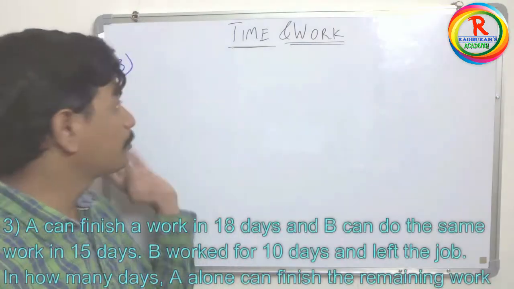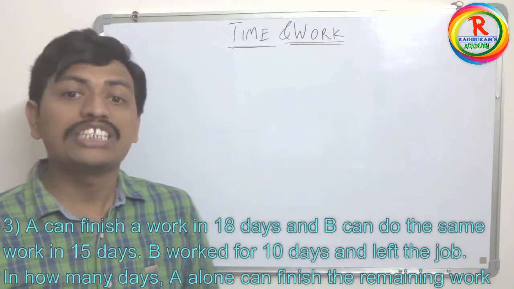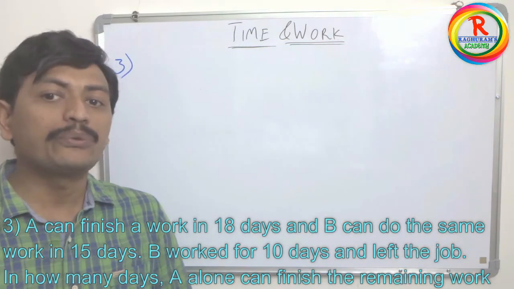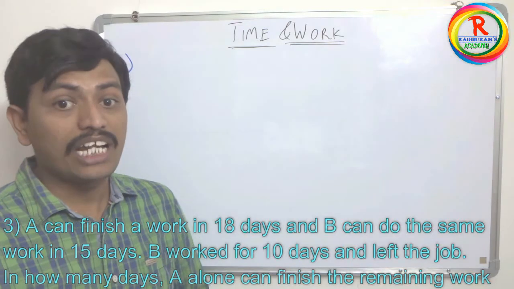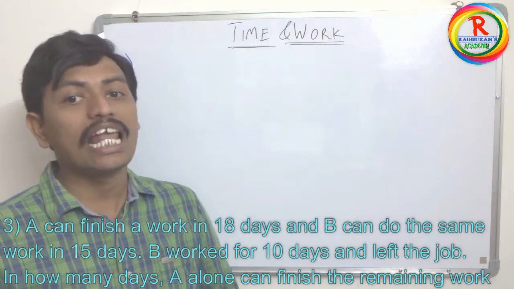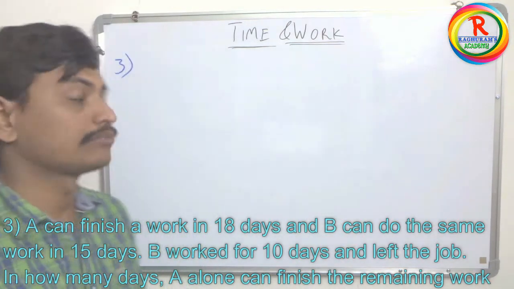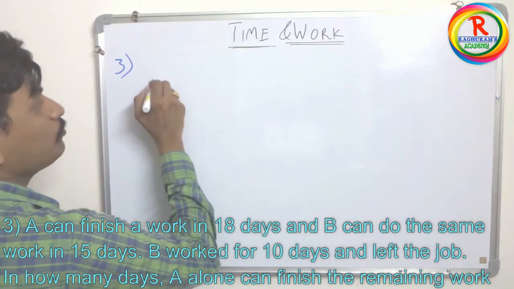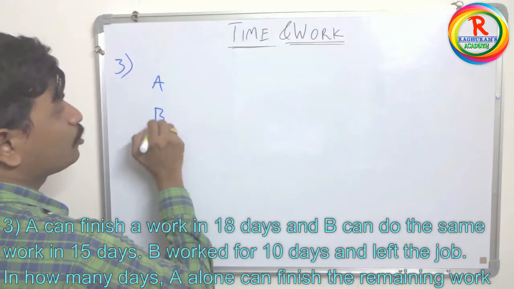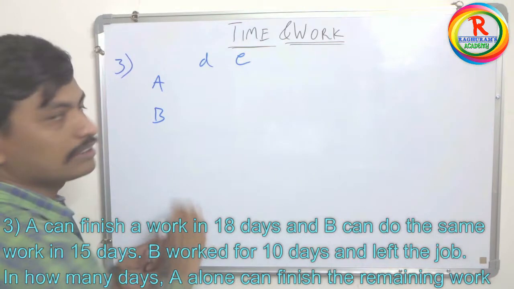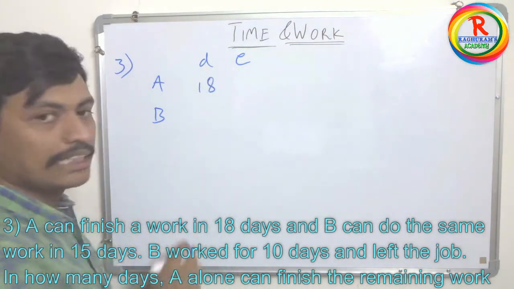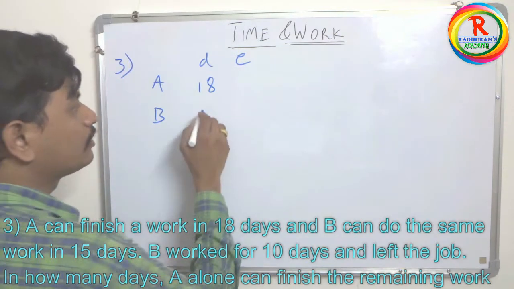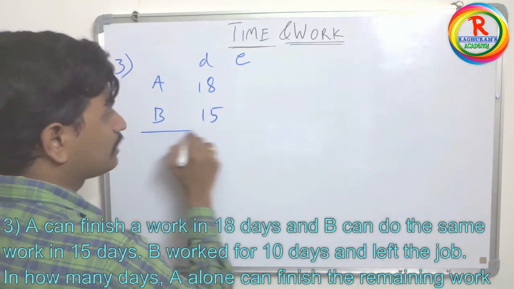Now let us take another problem, the third one. A can finish a work in 18 days and B can do the same work in 15 days. B worked for 10 days and left the job. In how many days can A alone finish the remaining work? Same, we take A and B, 2 persons, days and efficiency. A can complete in 18 days, and B can finish in 15 days.